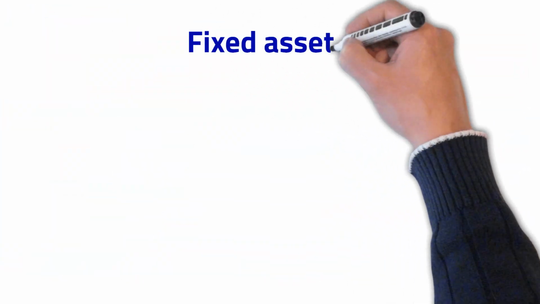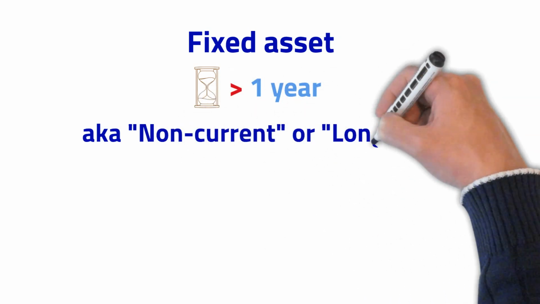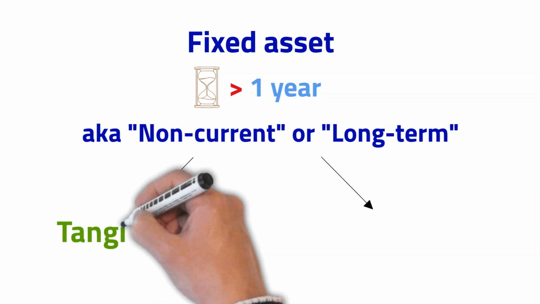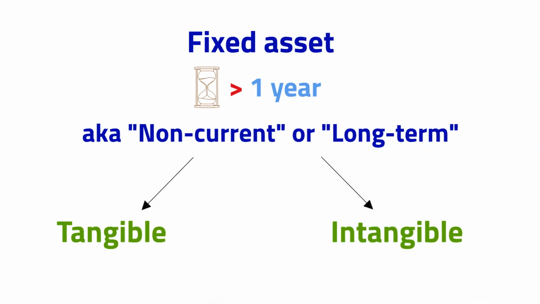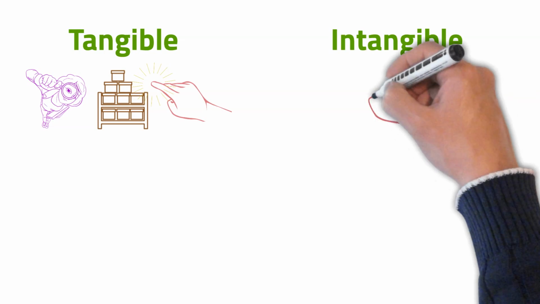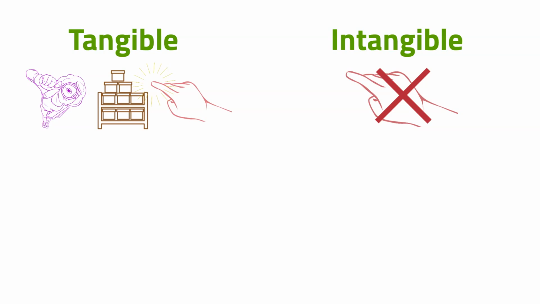But what is a fixed asset in general? A fixed asset is anything the business will use for more than 1 year to generate income and not just resell. It is also often called non-current or long-term asset. And in broad terms, it can be split into two big categories: tangible and intangible assets. Tangible assets are the assets which have a physical form, in simple terms, which you can see and touch. Intangible assets are the assets without a physical form. Here you go with a few examples.